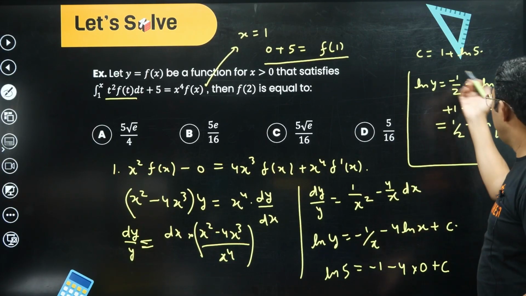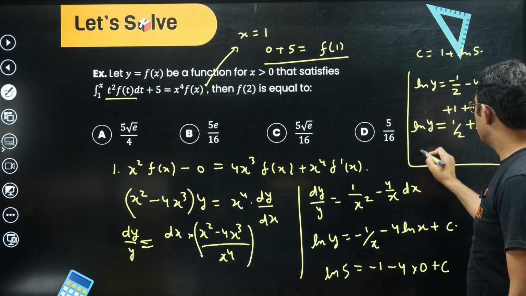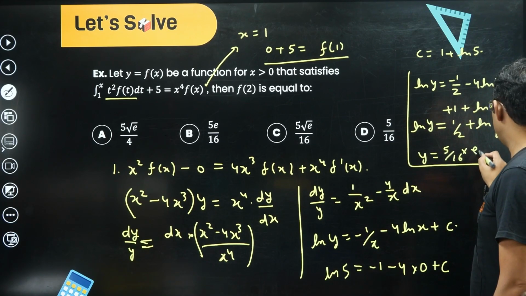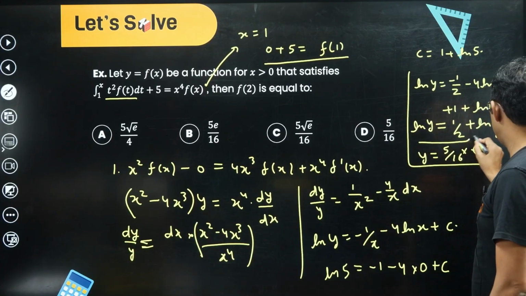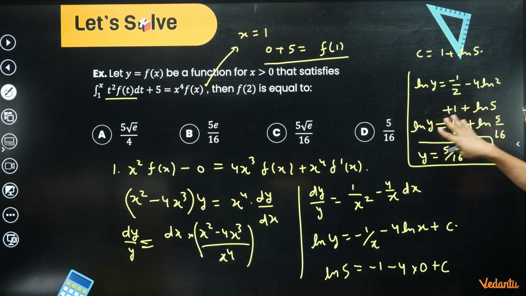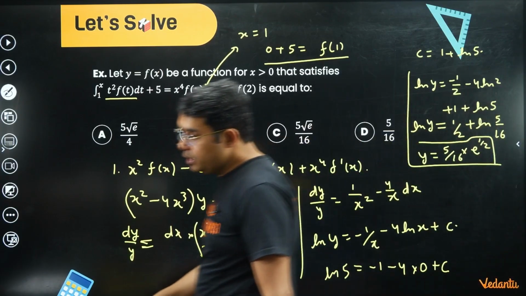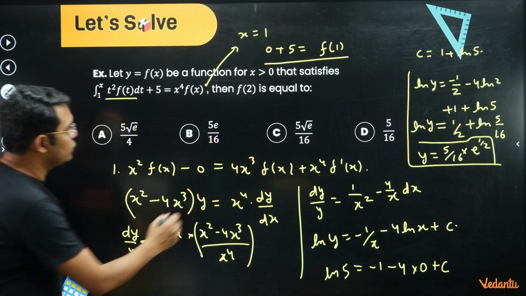Fine. Then remove the ln from this, so we get y equals 5 upon 16 into e to the power 1 upon 2. After removing the log, this becomes e to the power 1 upon 2. So 5 upon 16 multiplied by e to the power 1 upon 2. It looks like the answer is C here. The answer to this question is C.